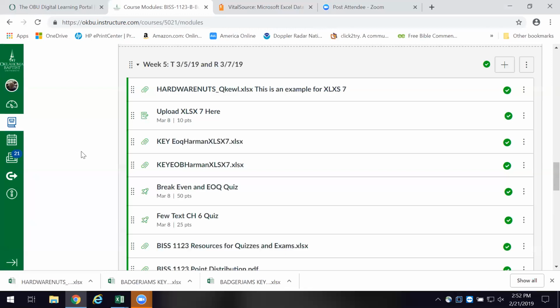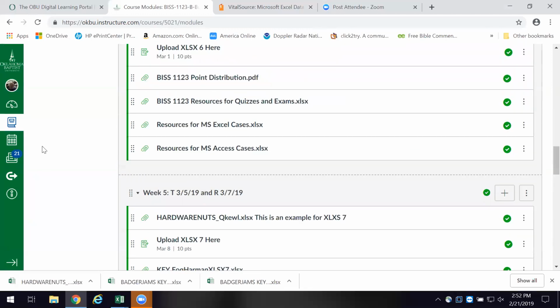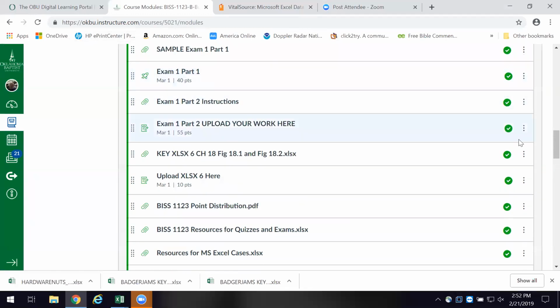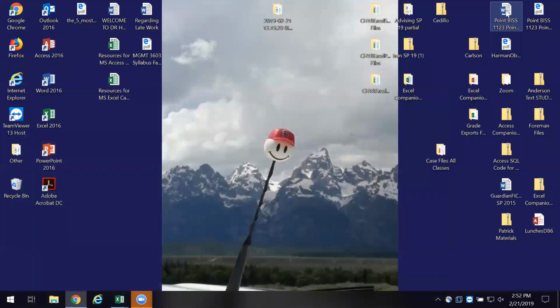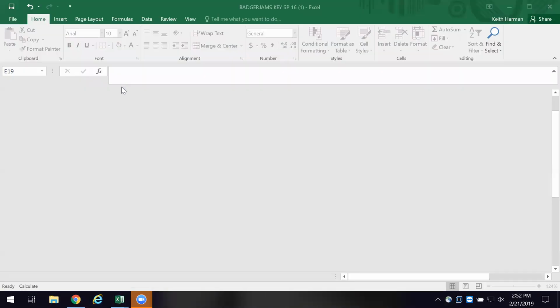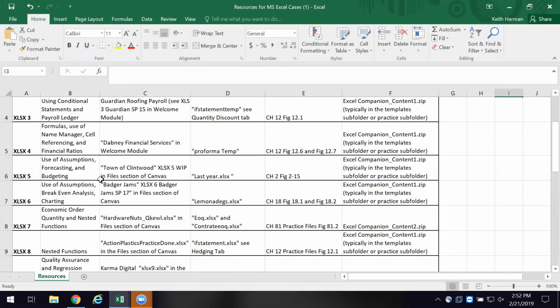Yes. Quick question just about accessing the Clayton file. Can you show me how to access that real quick? Let me pull the resources file up here for just a second. And it's the one that's the city of Clintwood. It's XLS5 WIP, and go into the files section, you'll find that. Okay. So go in there now and see if you can find it. That was the one we did where we did the assumptions on the town budget.